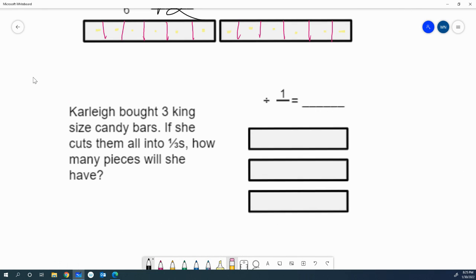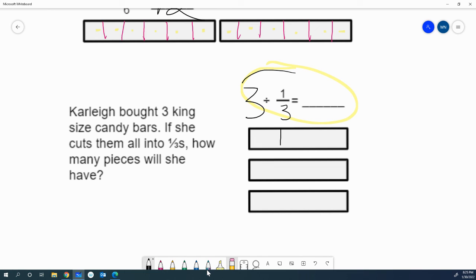For this last question, it says Carly bought 3 king-size candy bars. If she cuts them all into thirds, how many pieces will she have? So for this one, I want you to write out your problem up here, and then solve it using the candy bar models below. All right, you should have said 3 king-size candy bars divided into 1/3 pieces.